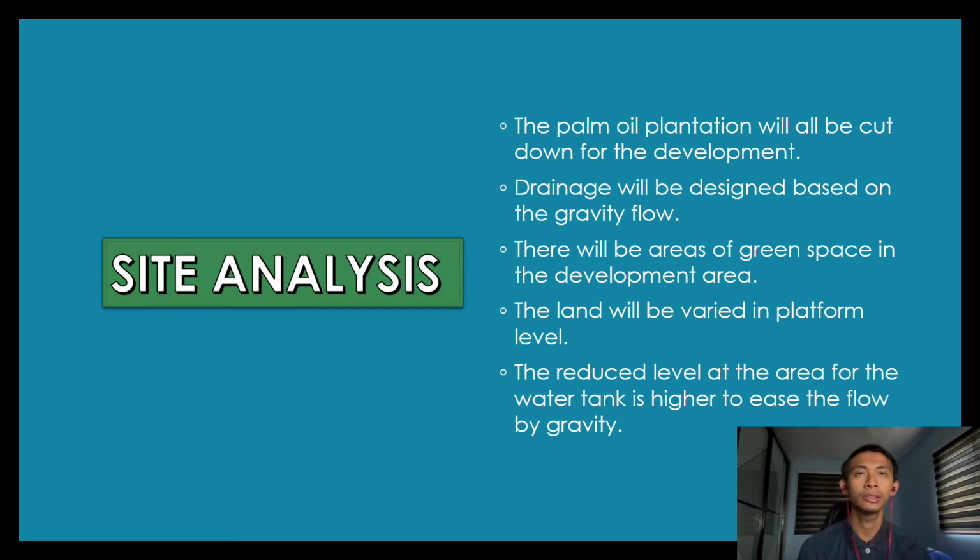For site analysis, the palm oil plantation will all be cut down for the development and drainage will be designed based on gravity flow. There will also be areas of green space in the development area. The land will be buried to platform level, and the reduced level at the area for the water tank is higher to ease the flow by gravity.